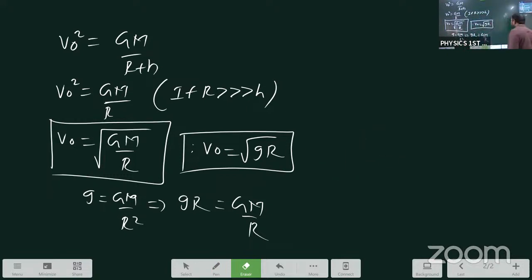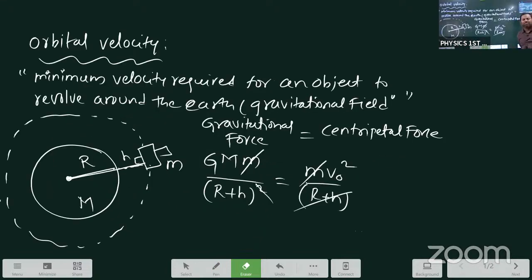Now listen, student. First, orbital velocity: the minimum velocity required for a satellite to revolve around the Earth, in the gravitational field. When a body moves in a circular path, because huge bodies are present, gravitational force arises. Gravitational force provides the necessary centripetal force.